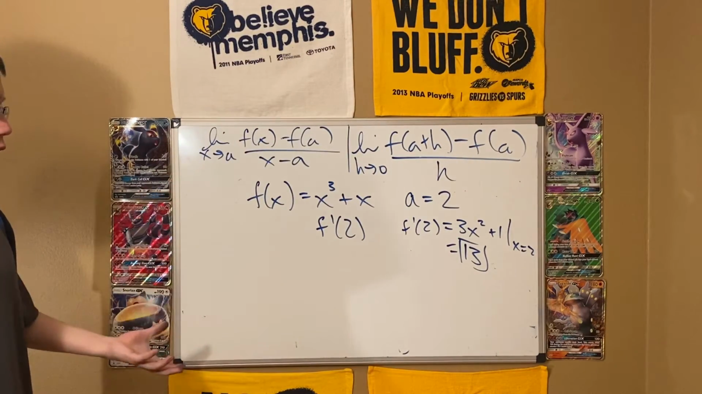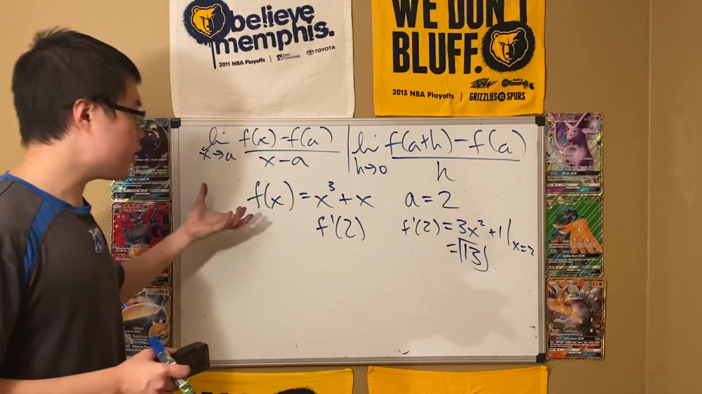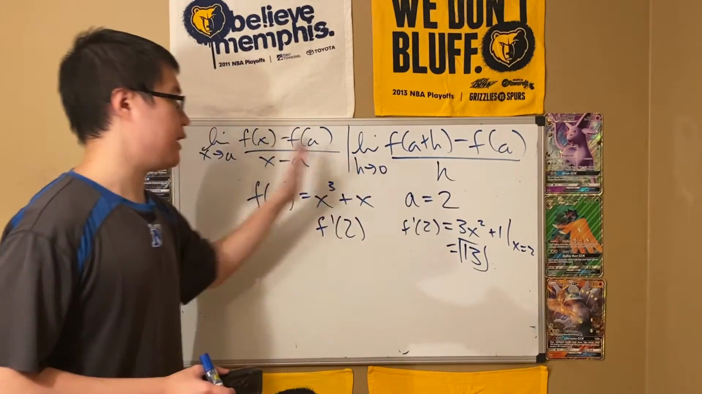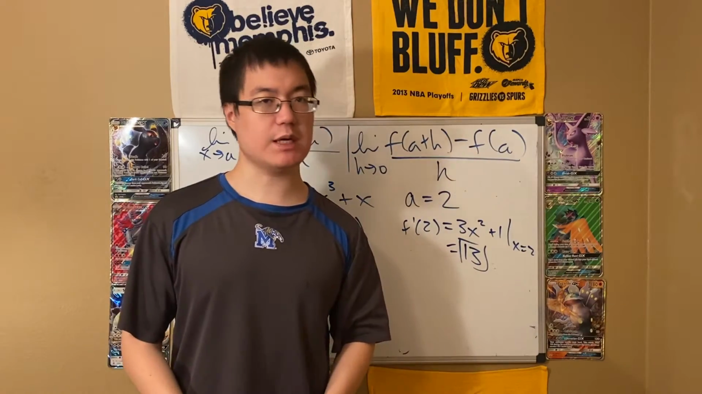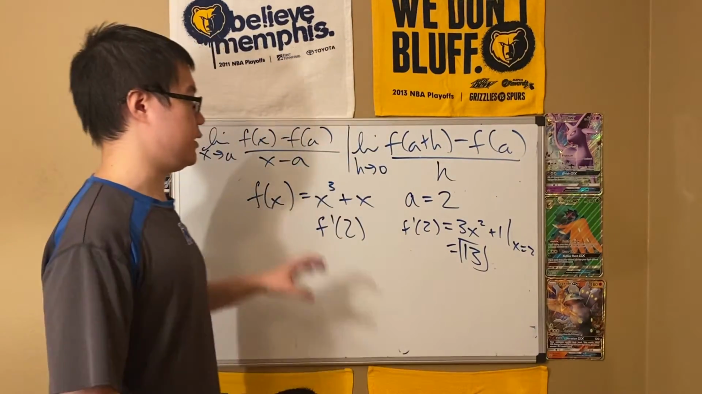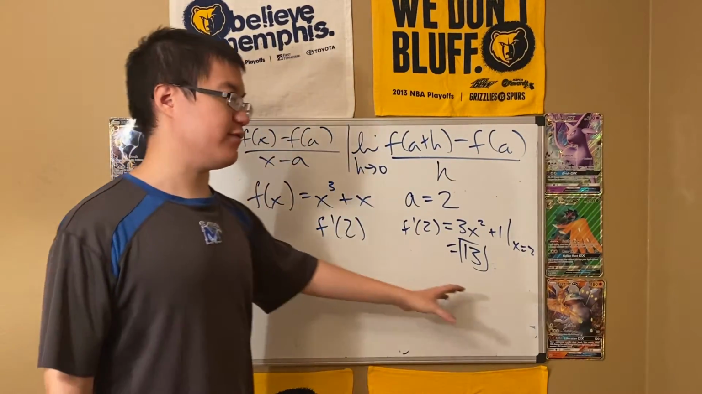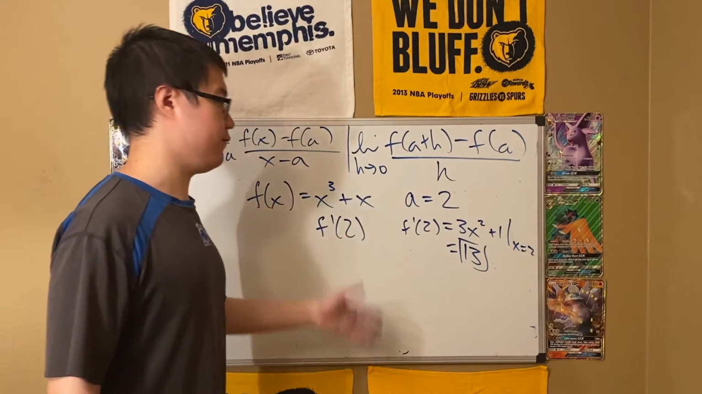Again, what I want you to know how to do is try to write this function and this a as 2 different limits. And this actually appears on the AP exam, for example. Sometimes in multiple choice, they'll say, here's a function, here's an a, here's 5 different limits. Which one is the derivative?